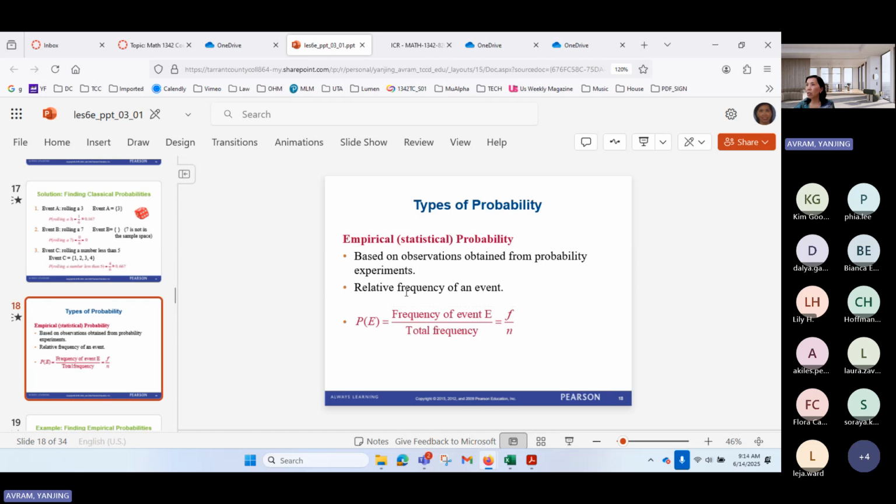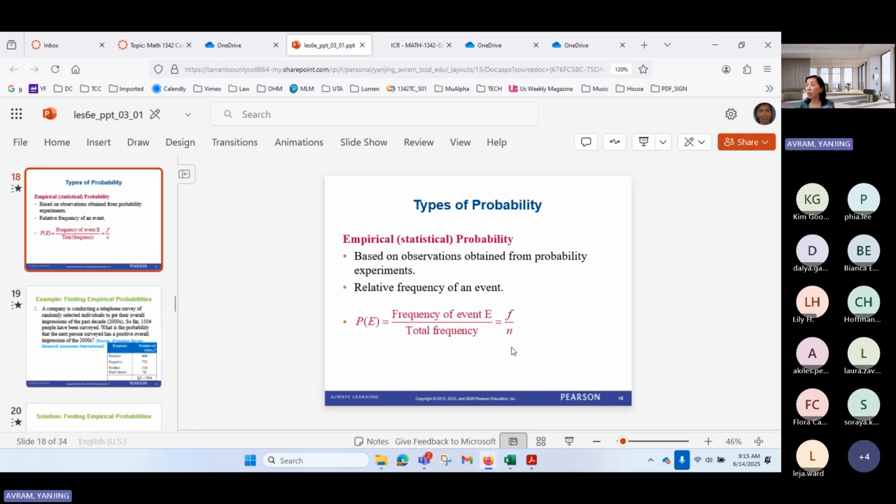The empirical one is also called statistical probability. This is based on real experiments, so not everything will be ideal. And the probability of the event is the frequency of the event divided by the total frequency.